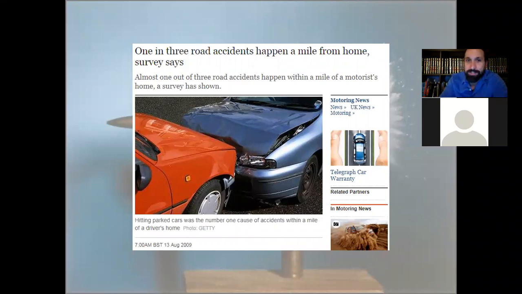What sort of explanations can we suggest as to why this might be true? Does anybody want to propose a potential explanation? There's at least 2 or 3 that we can think of. What do you think are the likely causes of this? What are the root causes of this increased propensity for accidents around your house?